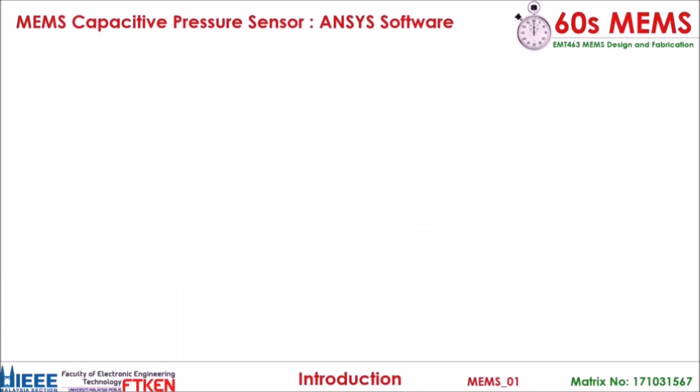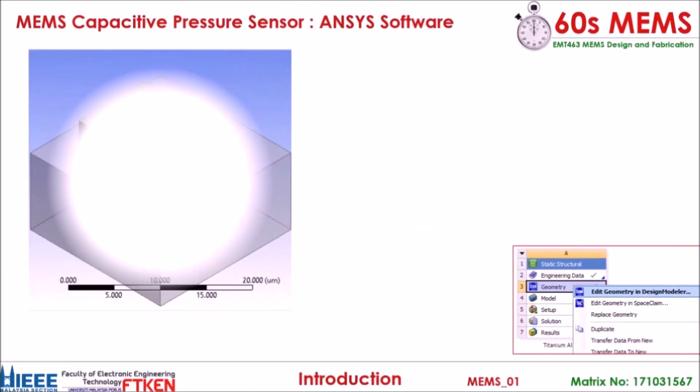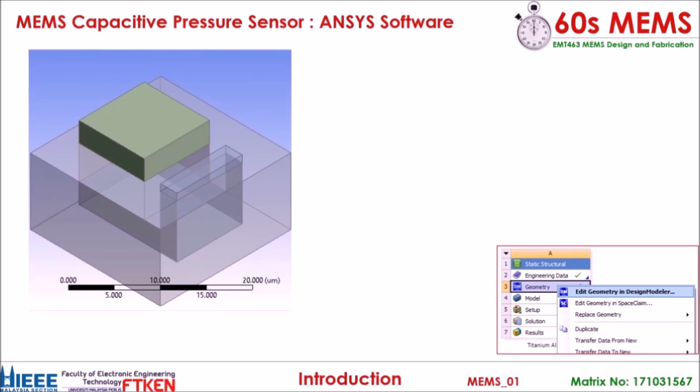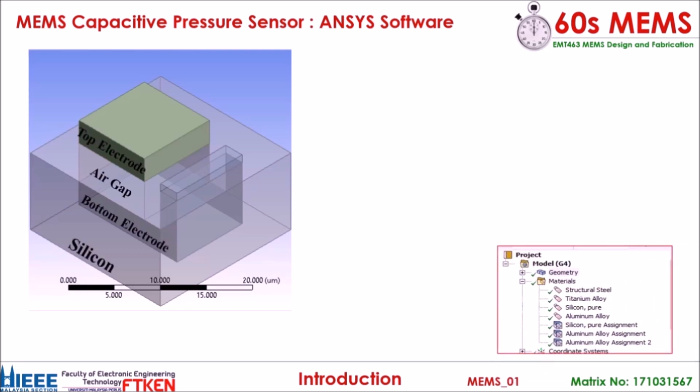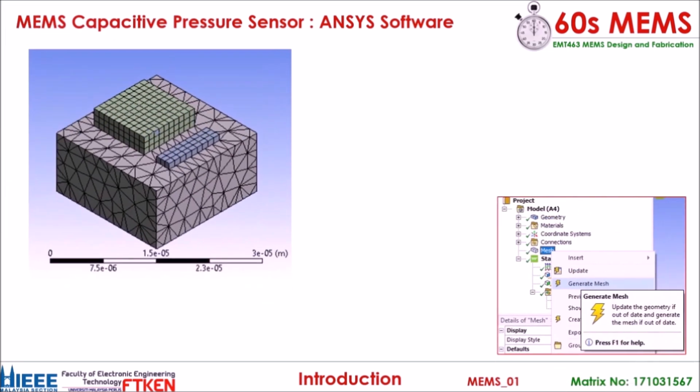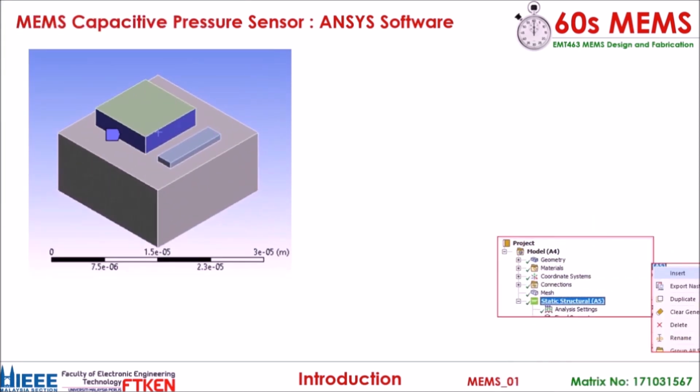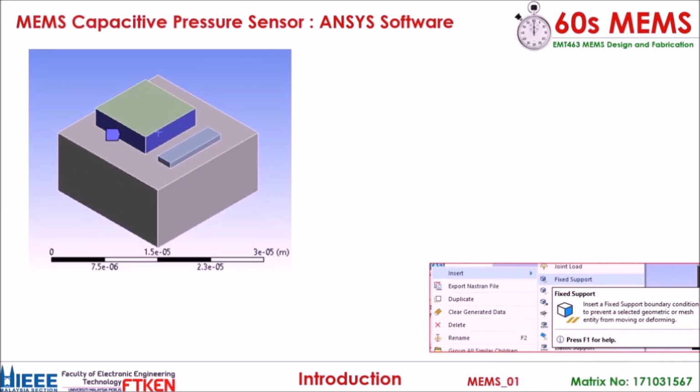By using ANSYS software, first, right-click the Geometry panel to open Design Modeler and design the device. Next, after saving the design, double-click the model. After that, we assign the desired material and generate the mesh. Next, double-click the static structure. We insert the fixed support for the device.